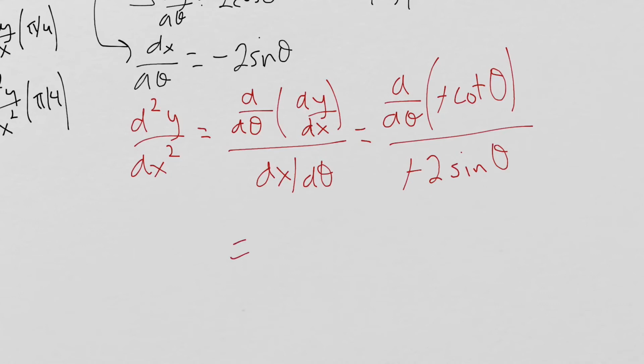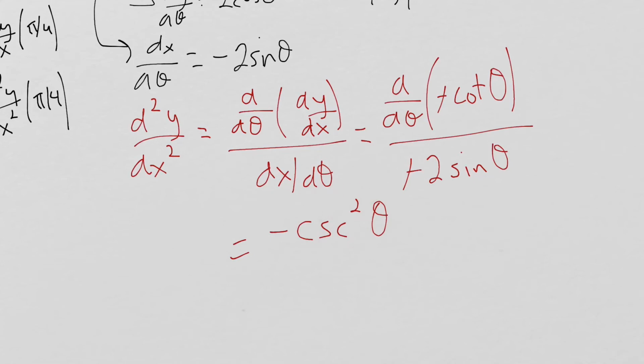That is negative cosecant squared theta. How do I know that? Because tangent derives to secant squared, so cotangent, its pair, derives to the negative version of the opposite. So I remember it. So negative cosecant squared.